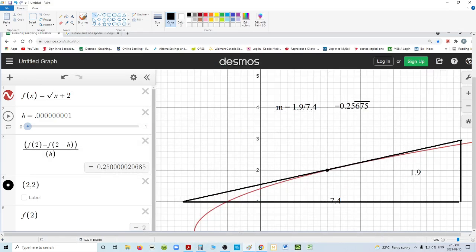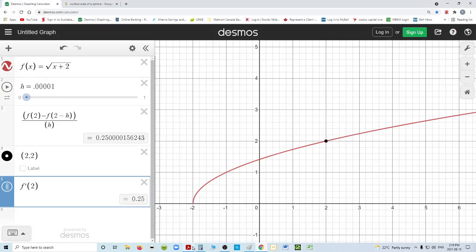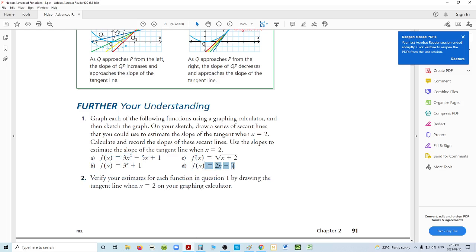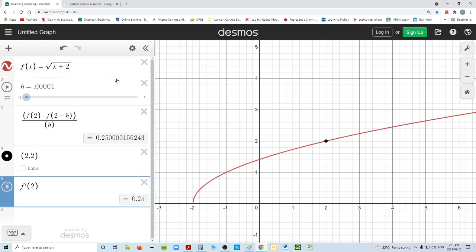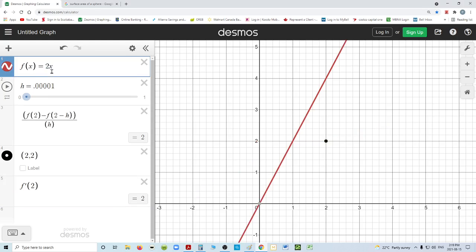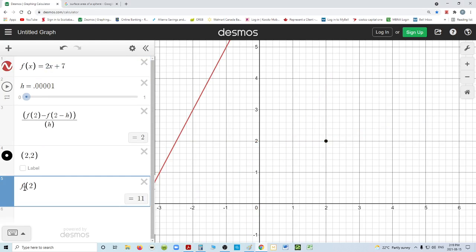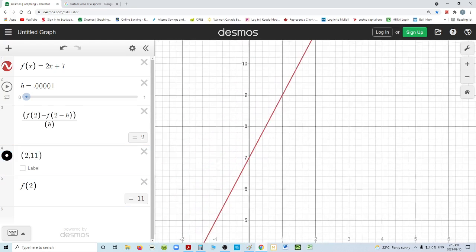And then they want you to do the last one in the same way. And the last one is right here. It is a straight line. There's no need. The slope of this straight line is going to be 2 no matter where I take it. 2x plus 7. And the f of 2 is at 11, so 2 comma 11. So it's way up here.